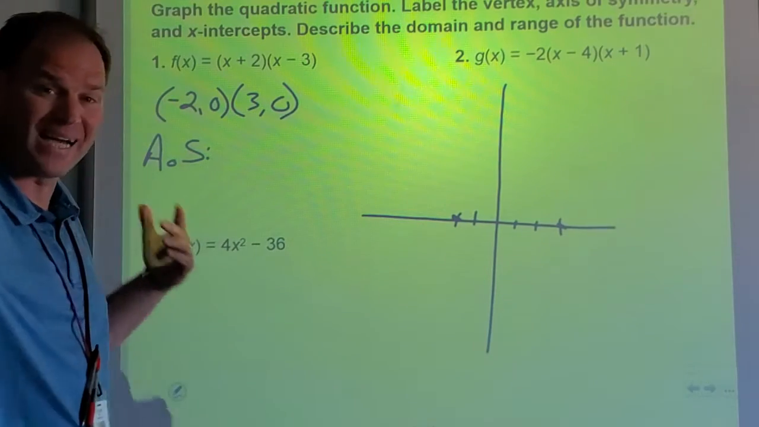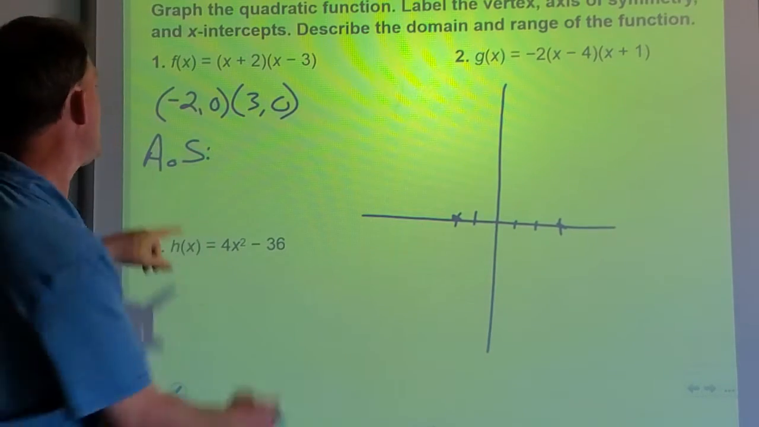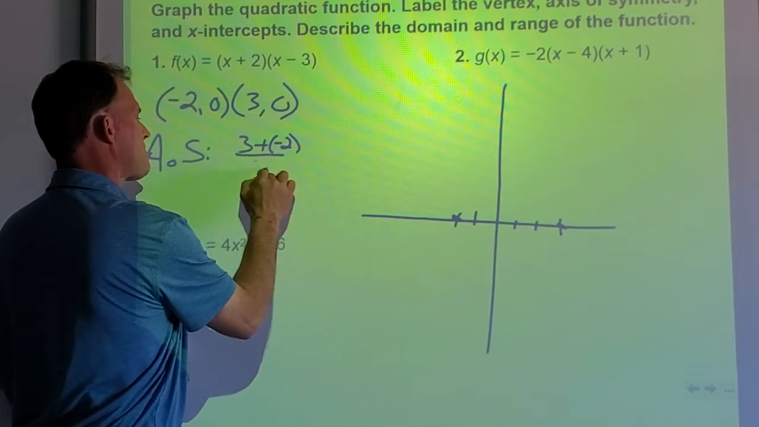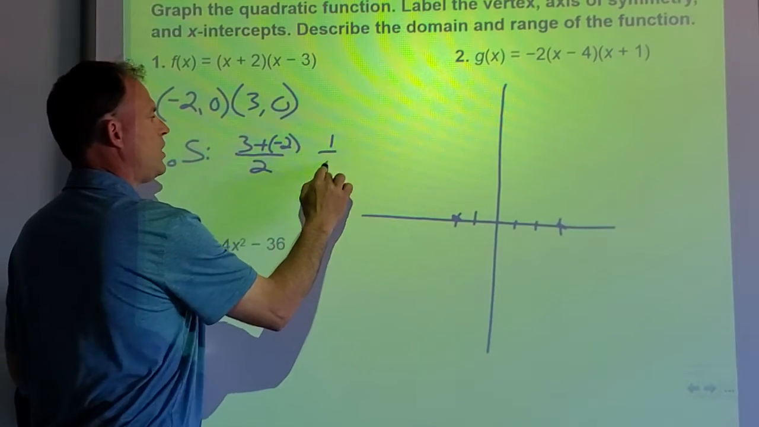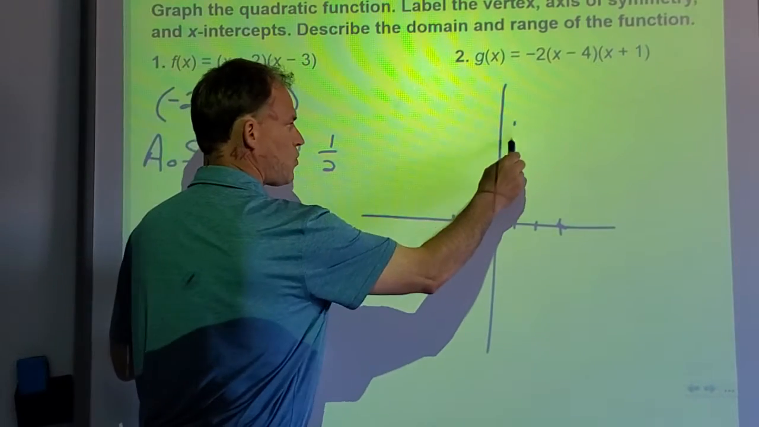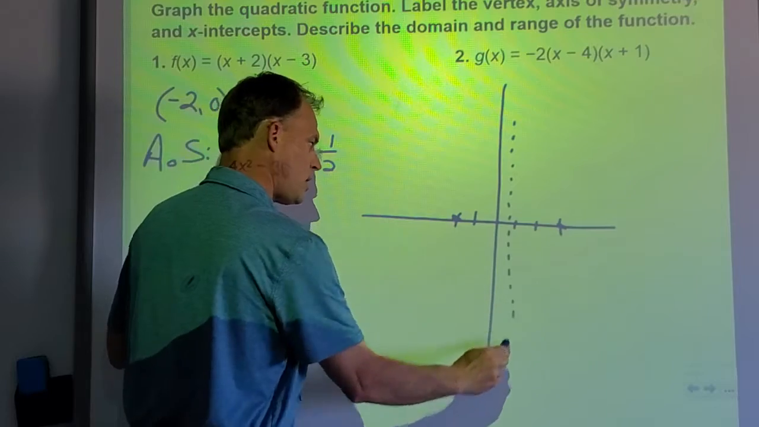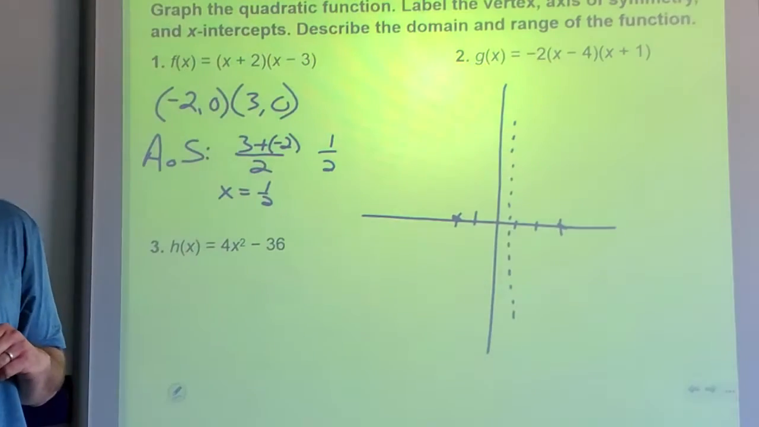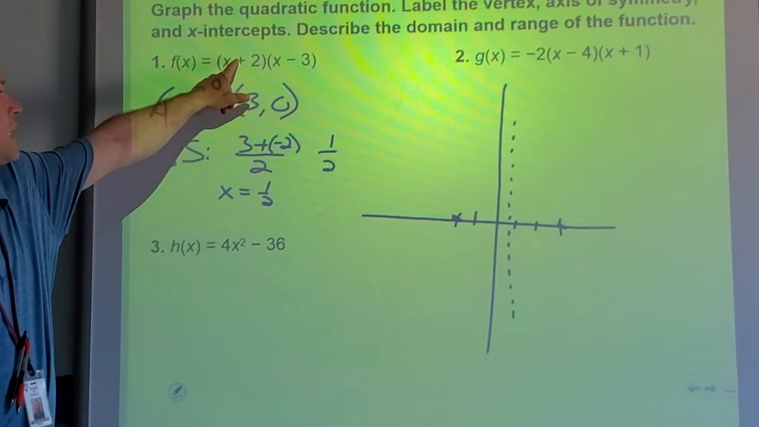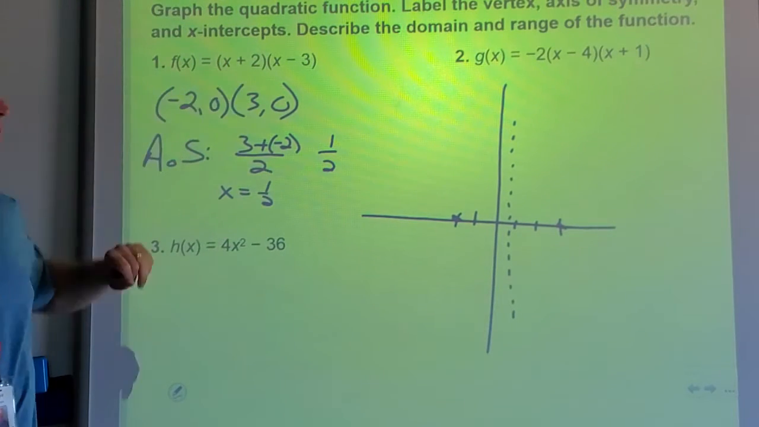Well, how do I find it? Add these two together and divide by 2. So that's 1 over 2, so that's x equals 1/2. Right here is my axis of symmetry. From there, I need to find the vertex. I take this, plug it back in to find my vertex.